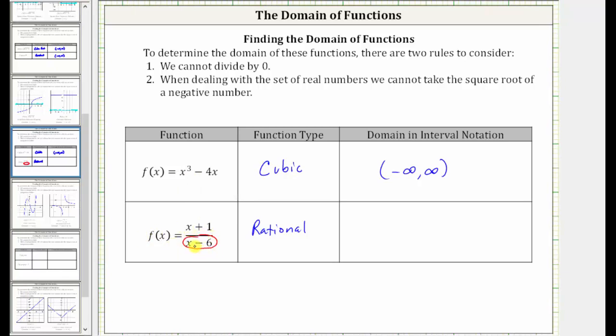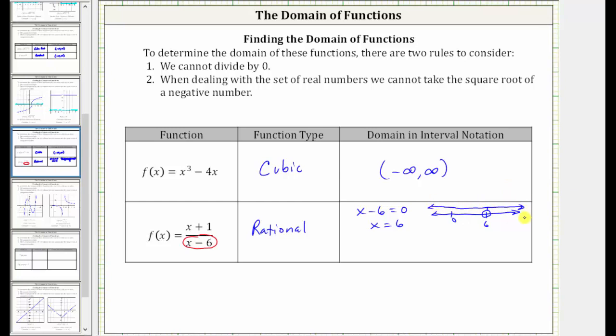So to find the domain of this rational function, we first set x minus 6 equal to 0. Solving for x, we add 6 to both sides, giving us x equals 6. Which means the domain of the rational function is going to be all real numbers except 6. So let's graph this on the number line. We want to graph all real numbers except 6. So let's say this is 0 and this is 6. To exclude 6, we have an open point on 6, and then we graph all the other real numbers to the right and to the left.